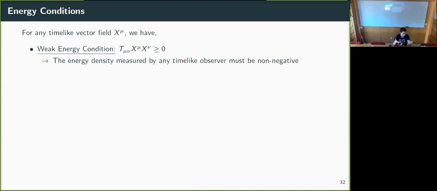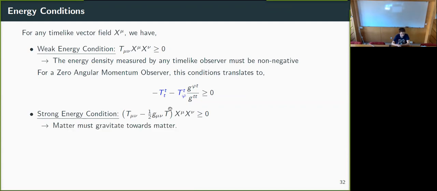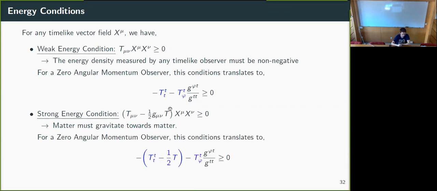But I want to show you at least one example, and so I chose an observer, the so-called zero angular momentum observer. And for this type of observer, if you expand this equation, you obtain something like this. And as you can see, these two quantities are components of the energy-momentum tensor. Then you can also study the strong energy condition, which is given by this expression. In this case, this just means that matter must gravitate towards matter. And again, for the zero angular momentum observer, we obtain a very similar expression, which is this one.